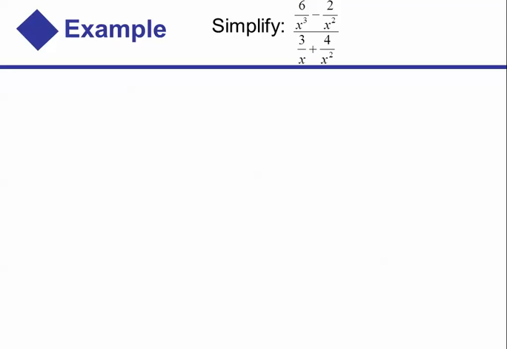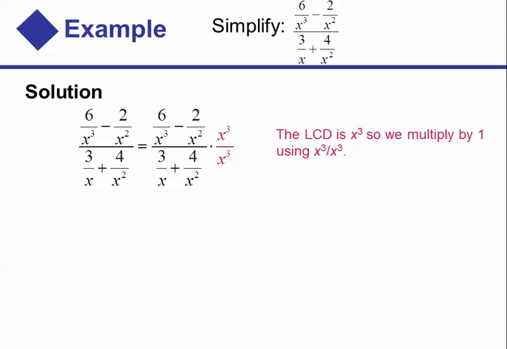The last one we're going to look at looks a little bit more complicated, but it's really not, because we still have single powers of x. They get more complicated when you have binomials. Okay? But we're still just into single powers of x. x cubed, x squared, x, and x squared. What's the LCD? Well, the LCD is x cubed.